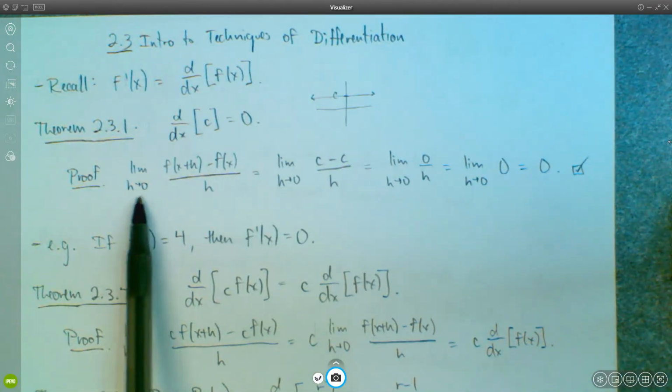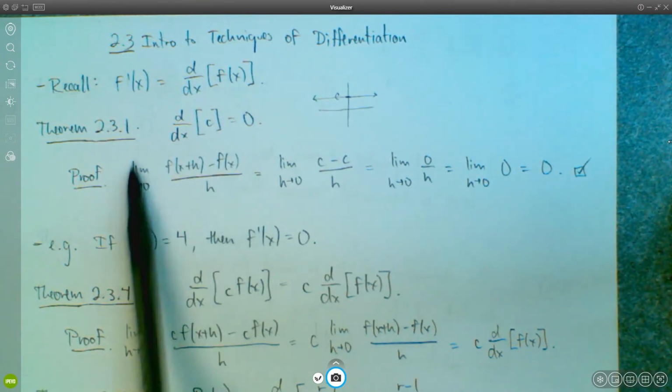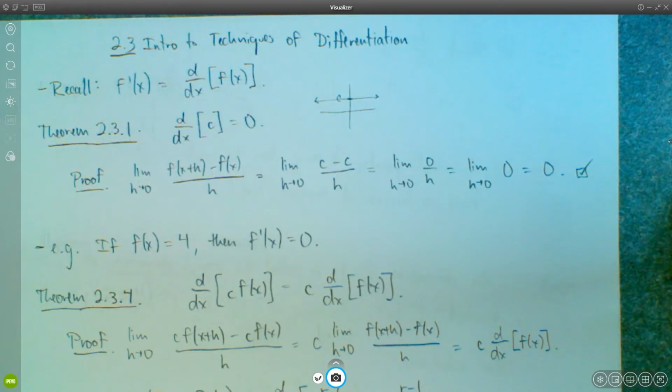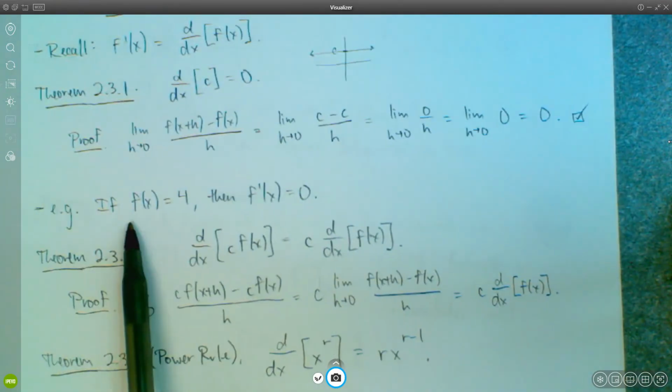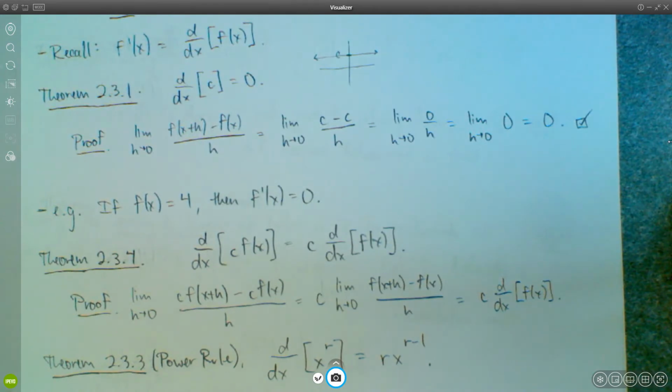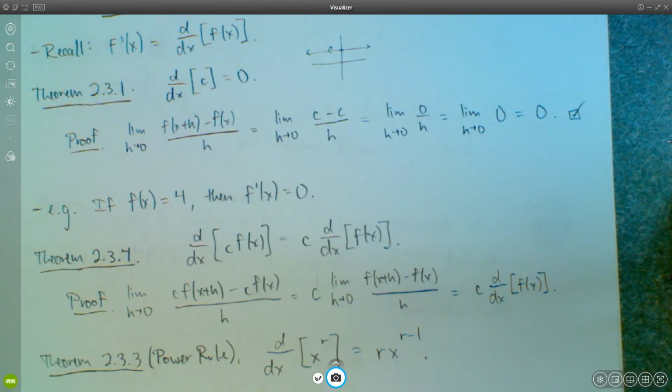So yeah, that function is going to have a derivative of 0. But to prove it, you can prove it using the limit definition. It's a pretty simple proof. Okay, so for example, let's say that f of x equals 4, not f of x equals 4x or something like that, but just straight up f of x equals 4. Then in that case, f prime of x is 0. So that's the first little building block.